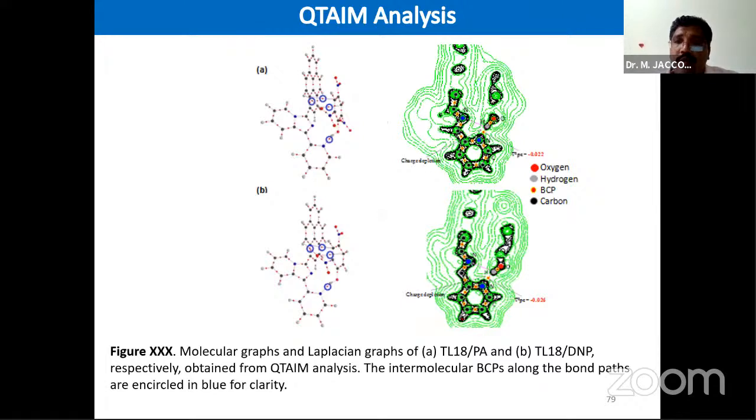Okay, so this is again the same picture, the AIM picture, where you can see which of the electrons or nucleus is involved, s orbital or p orbital of oxygen, 2p orbital of nitrogen. This plot is known as the Laplacian graph, and this is known as the molecular graph.